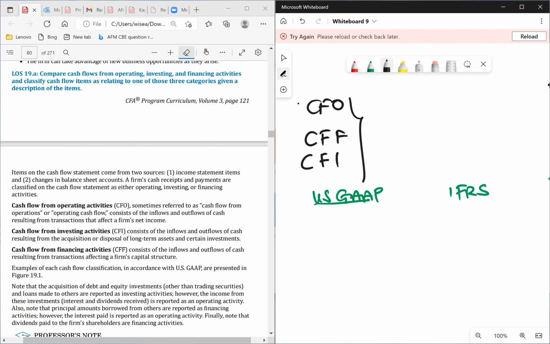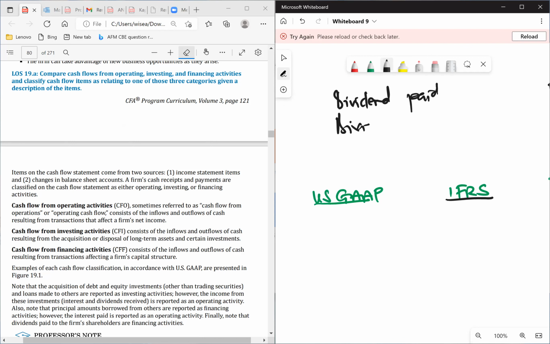Now, under the US GAAP, the elements where the two standards differ when it comes to cash flow preparation is the treatment of dividend paid, dividend received, and then interest paid, interest received. Okay.